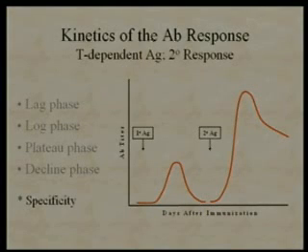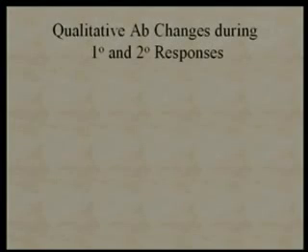All right. So this is called the memory response. You'll also see it referred to as the anamnestic response. It comes from the Greek meaning memory. So to get this secondary response, you really have to be exposed to the same antigen a second time, and then you see the secondary response. There are a few exceptions to that rule, but by and large, that holds true. All right. That's what's happening to the kinetics of the response.